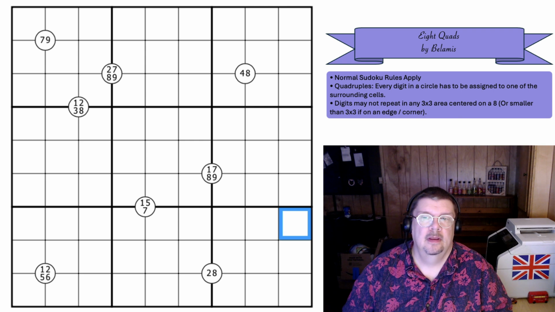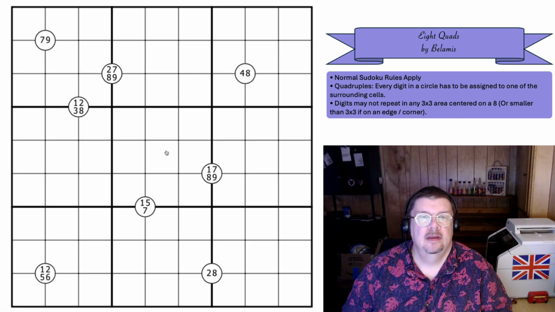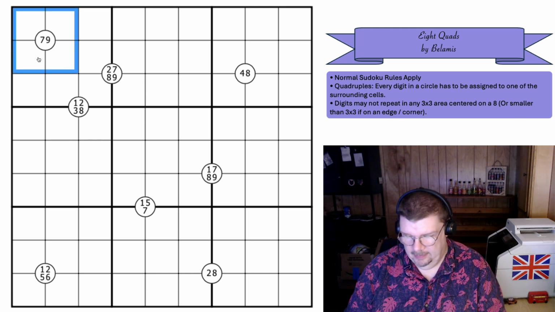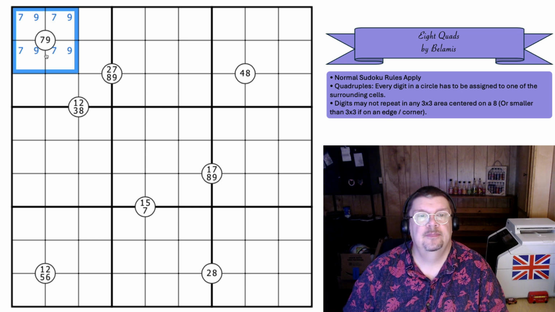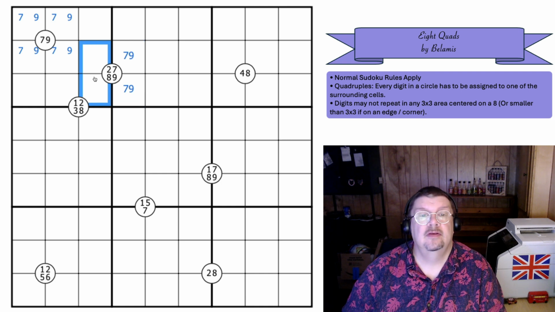Okay, I am going to restart the puzzle to reset the timer, and let's begin. Okay, we have a 7 and 9 in there. Therefore, the 7 and 9 that go around this quad must be those 2, because they can't repeat in the box. And that makes these 2 and 8.